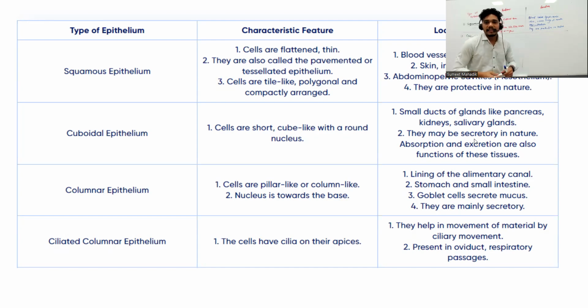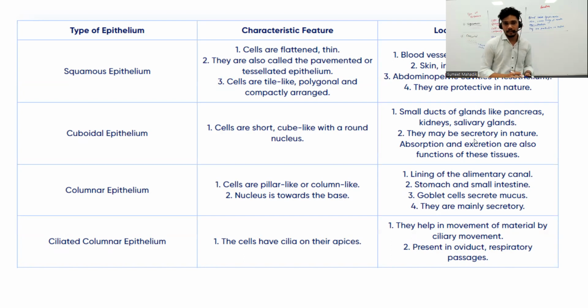Now, cells are short, cube-like, and around the nucleus. So the nucleus is what? Round. They are very short cells, cube-like structure. And what is the basic thing? They have a round nucleus. Please write this: nucleus is round. That means mature, fully mature.